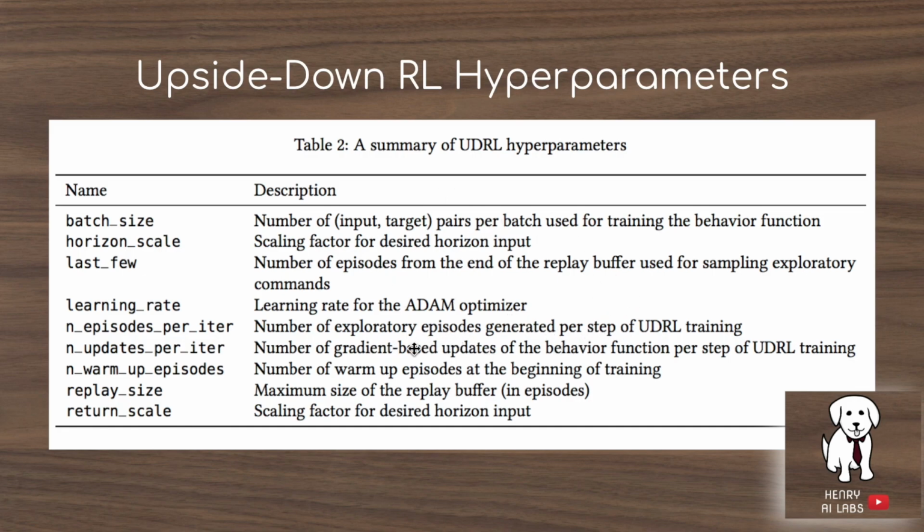the number of updates done in the training loop as well, and the number of warm-up episodes where you're using this random policy to get the initial replay buffer started to train the behavior function. And then you have the maximum size of the replay buffer, and then the scaling factor. I think this is supposed to be of the return input as well.